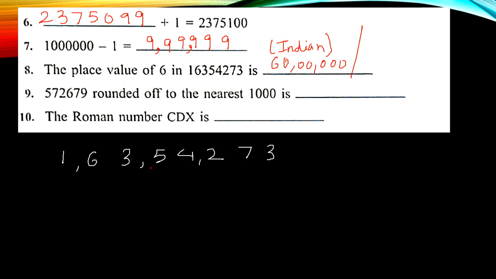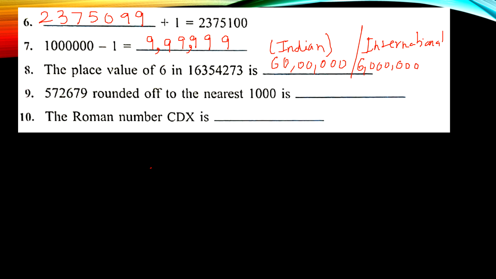But what will happen if it is the international system? Let's put the commas as per the international number system. If you put it, you will see 3 digits here. So you see this will be in the million place. So this is 6 million. So in the international number system, this will be 6 million. Okay. So next one now.